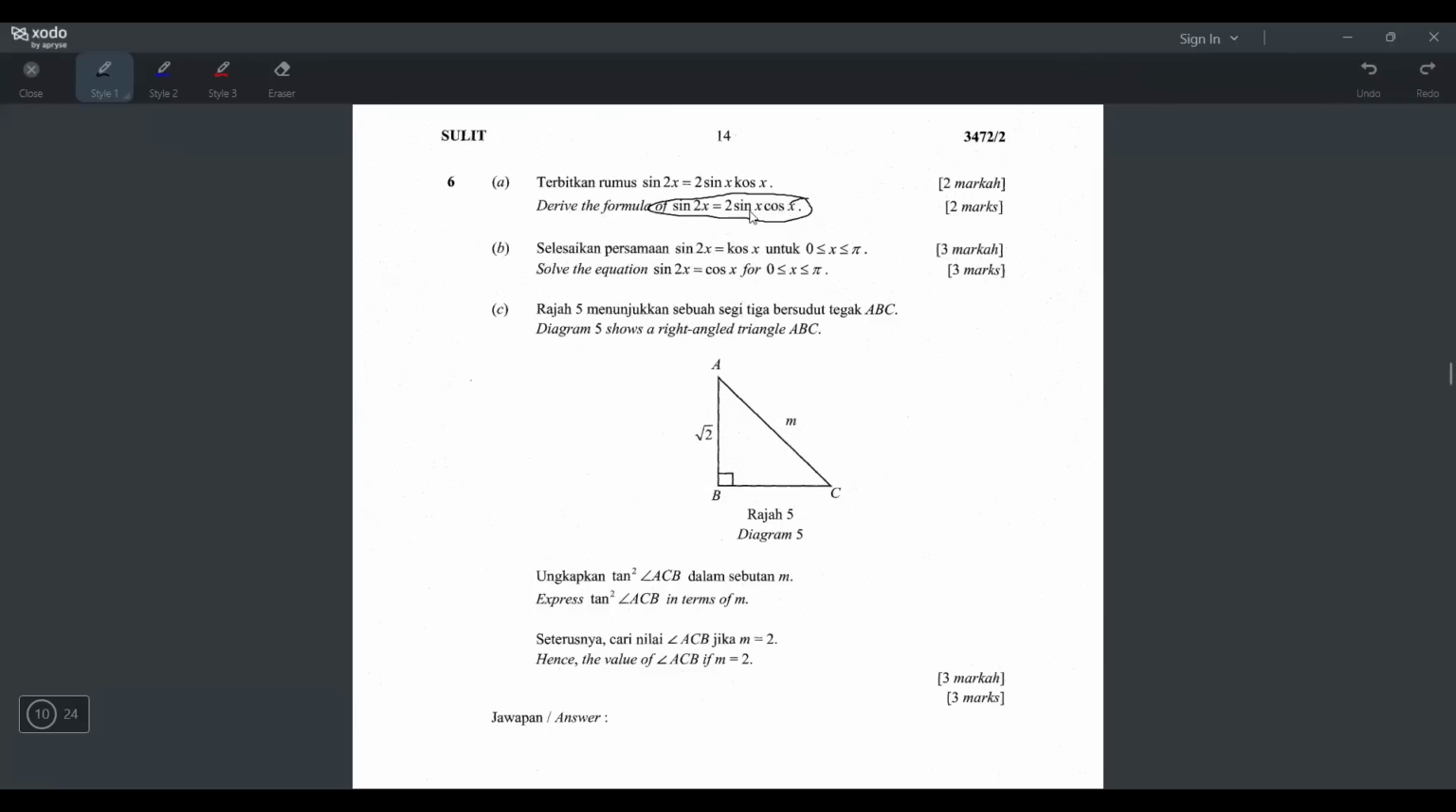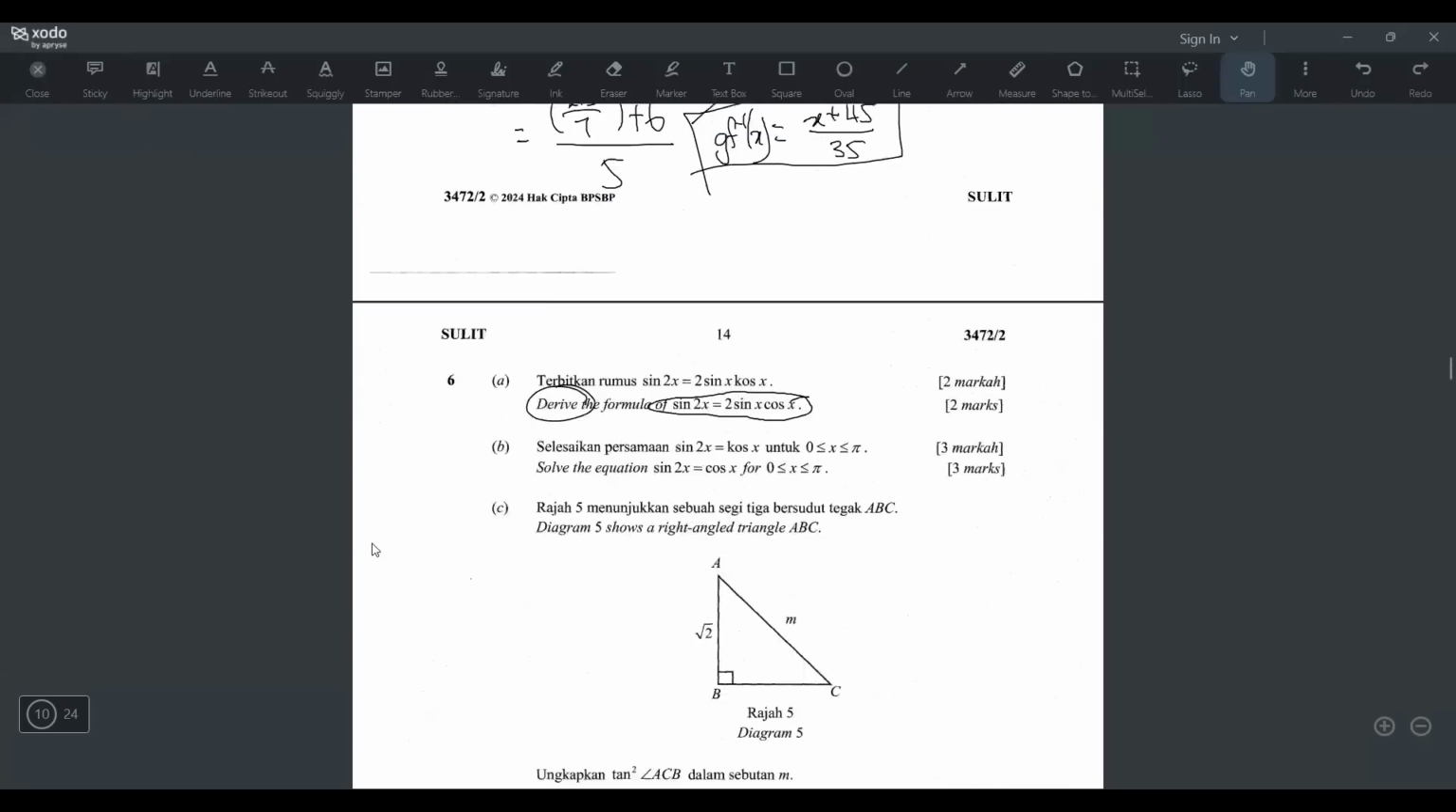Okay, and this formula we learn it in double angle. Okay, I got a lot of formulas you need to hafal in this chapter, right? The basic identity, the double angle, and also the addition angle. Okay, so this is the formula you learn in double angle. Okay, one of the formula that you learn in this chapter. So they want you to derive this formula.